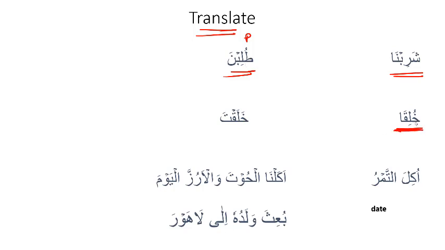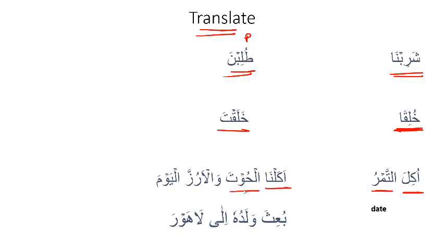Khulika is passive tense. So khulika means he was created. Khalaqta is active. So you male created. Ukila tamru. So this is passive. The date was eaten.